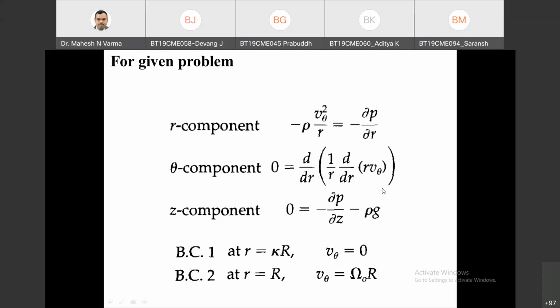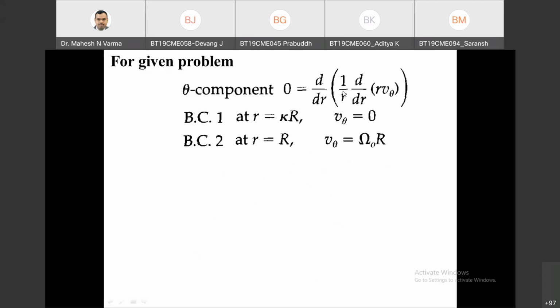So to get the velocity profile, I will solve this theta component using these two boundary conditions. Okay, solve this equation, integrate this equation twice, and substitute the boundary conditions. So you will be getting a velocity profile for the given problem. That is what we need. Velocity profiles. Integrate this equation twice and substitute these two boundary conditions and get the velocity profile equation.